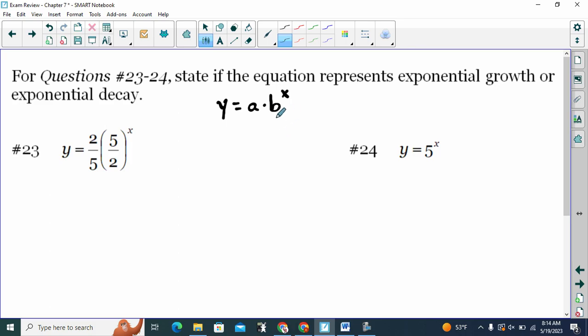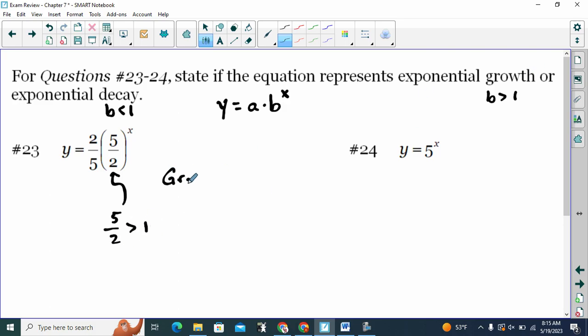We can tell if it's growth or decay based on the number that we are raising to the exponent, so the b value. If b is greater than 1, we have exponential growth. If the thing that we are raising to the x is less than 1, that is when we have exponential decay. So number 23, y equals 2/5 times 5 over 2 to the x. We don't care about the a value, the value out front. We're looking at the thing we're raising to the x, which in this case is this 5 over 2. 5 over 2, that's 2.5. That's bigger than 1, so we have growth.